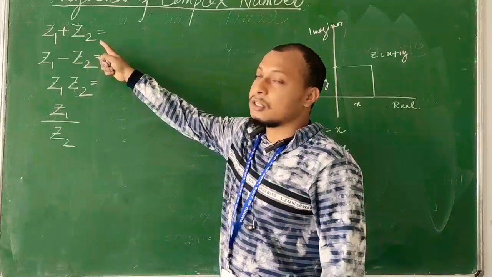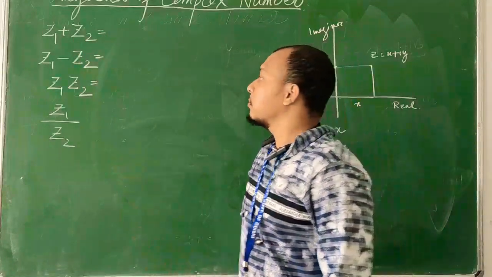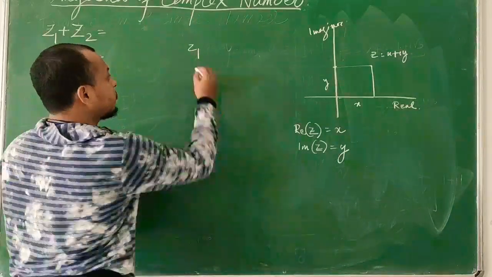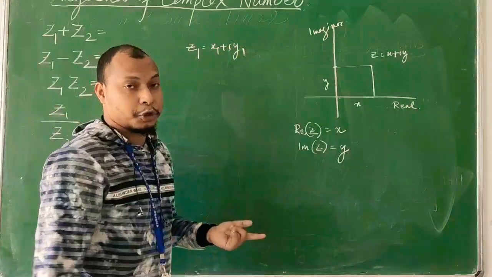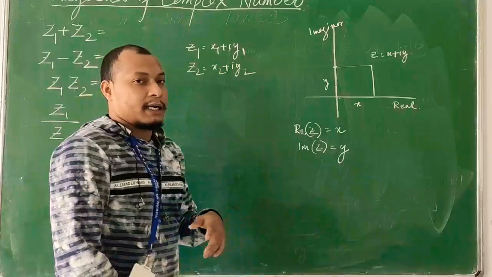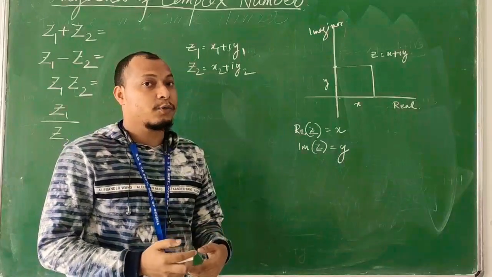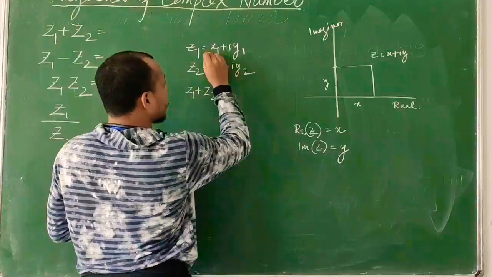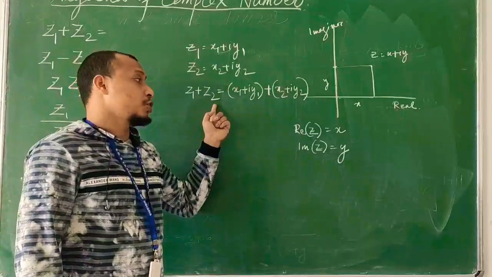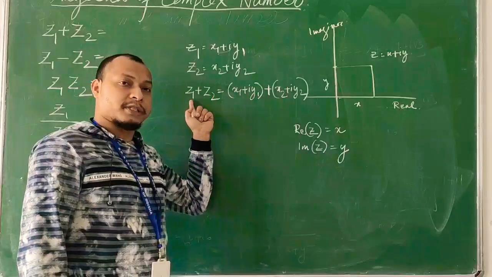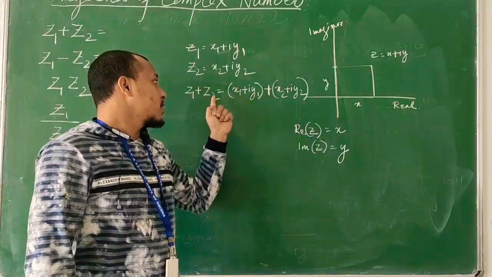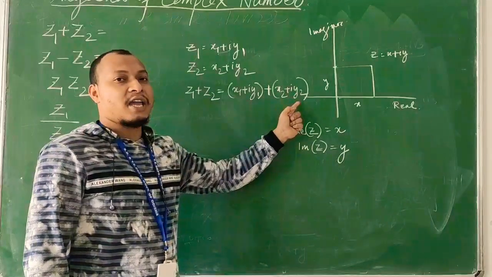Z1 plus Z2, how will these behave? Suppose Z1 is equal to x1 plus iy1 and Z2 is equal to x2 plus iy2. Now we are going to add these. Let's see what happens. Z1 plus Z2 is equal to, instead of Z1 we write x1 plus iy1, and instead of Z2, x2 plus iy2.